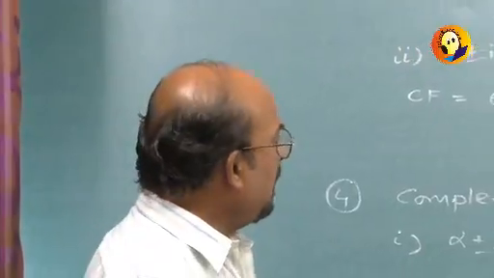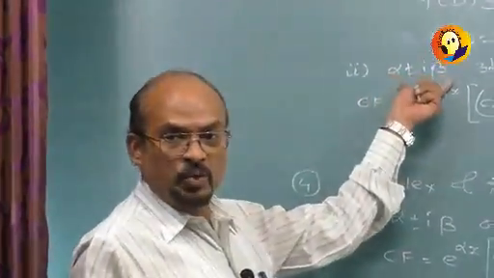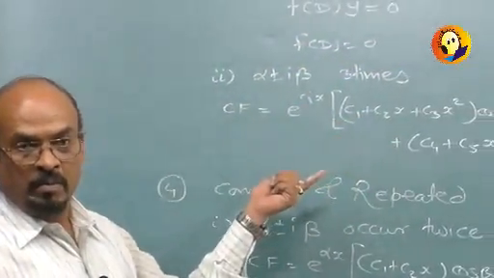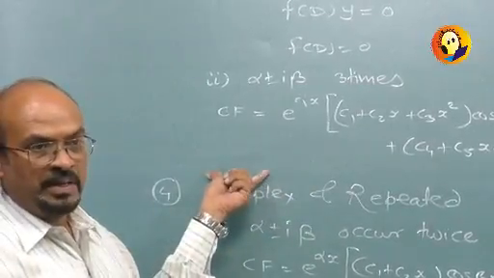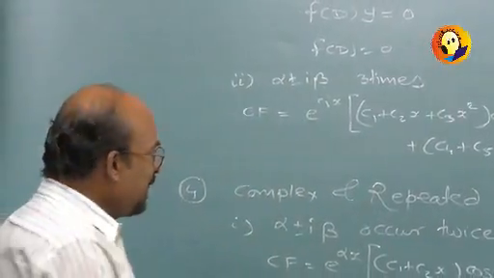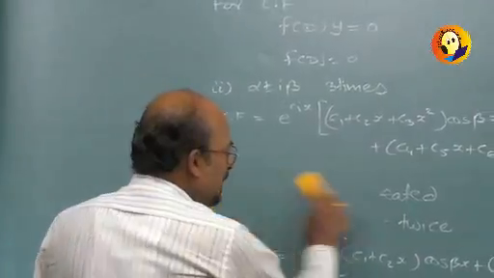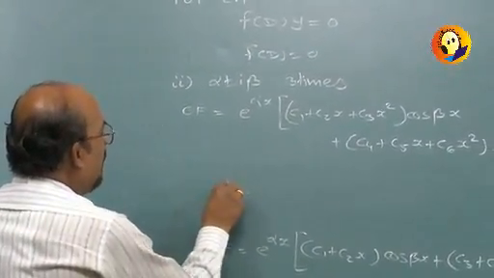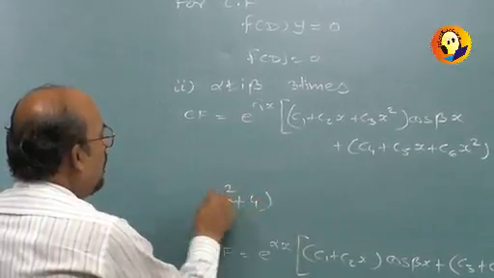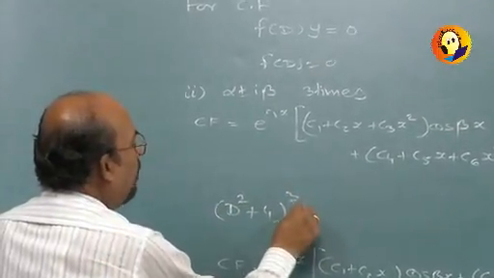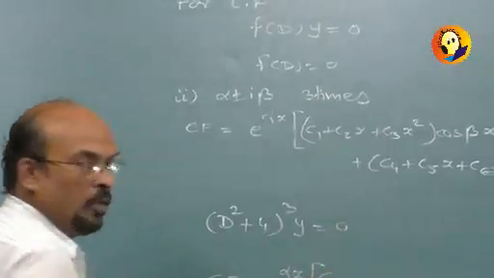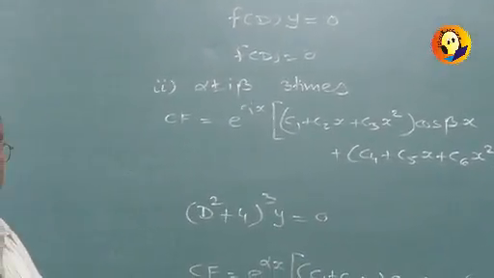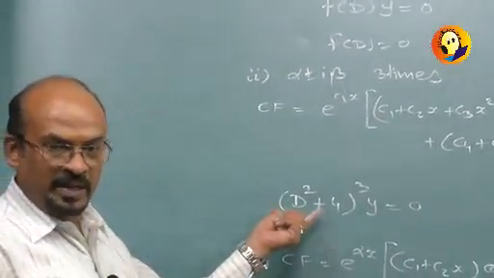Sometimes people feel, how are we going to get these complex roots in the repeated form, because we haven't started with any problems yet. So that is very simple, because they will give us the equation in that form. If they talk about something like d square plus 4 bracket cube operating on y equal to 0, either they will give you the exact cube of it.